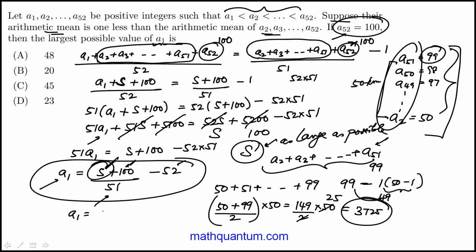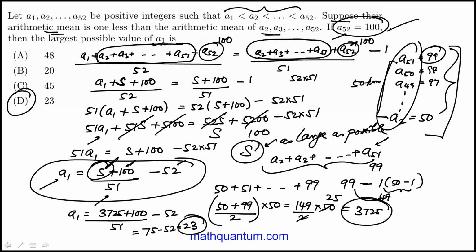Now I can plug it in here to figure out what is the corresponding highest possible value for a1. So 3725 plus 100 divided by 51, I get 75 minus 52, which then turns out to be 23, which is answer choice D. So this is a hard question.